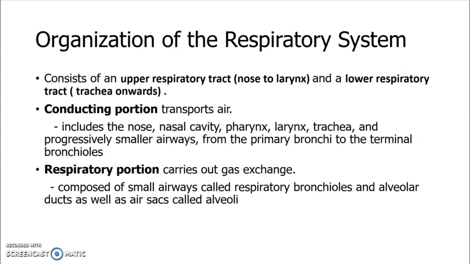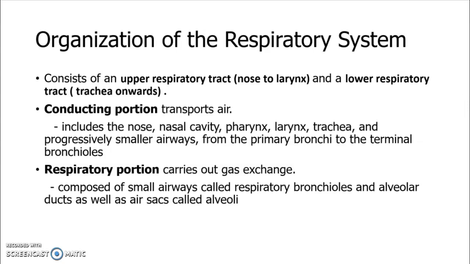So the respiratory system can be organized a couple different ways. The first way that we organize it is by location. So it can be an upper respiratory tract, nose to larynx, and a lower respiratory tract, the trachea onwards. But then we also can talk about the conducting portion, which goes on to the next page. The conducting portion transports air. It includes the nose, the nasal cavity, the pharynx, the larynx, trachea, and progressively smaller airways from the primary bronchi to the terminal bronchioles.